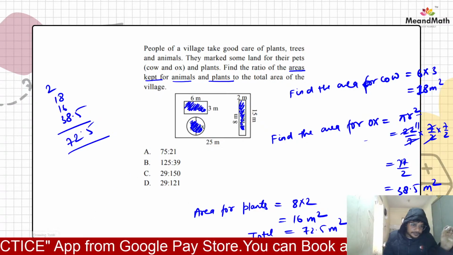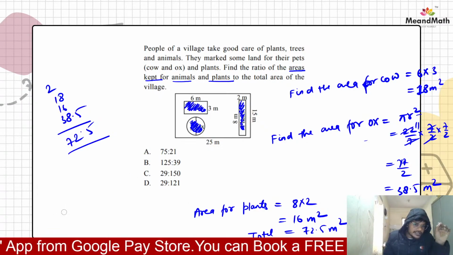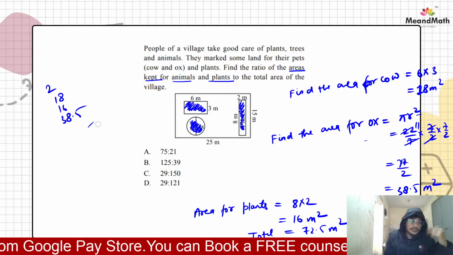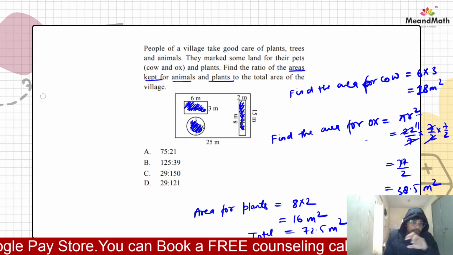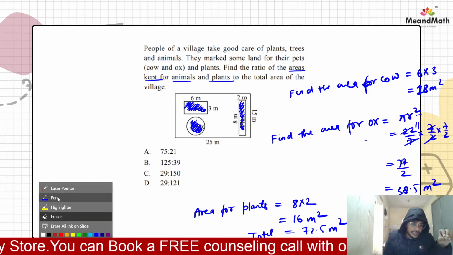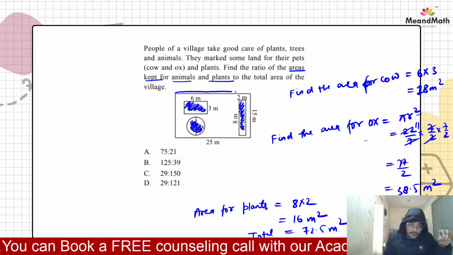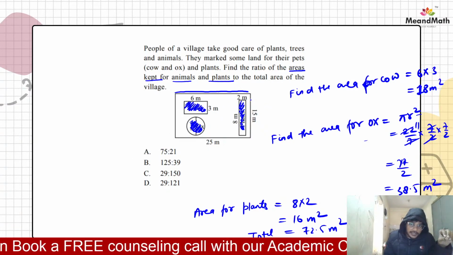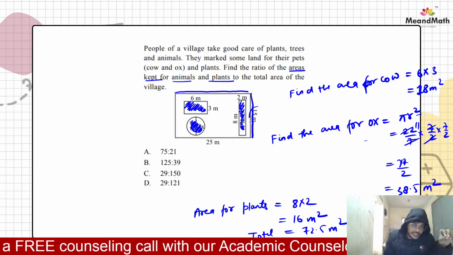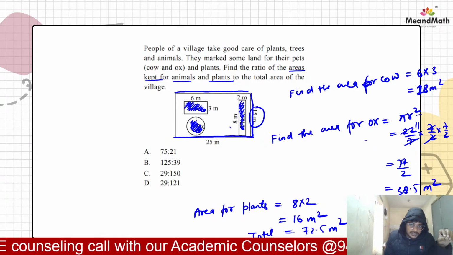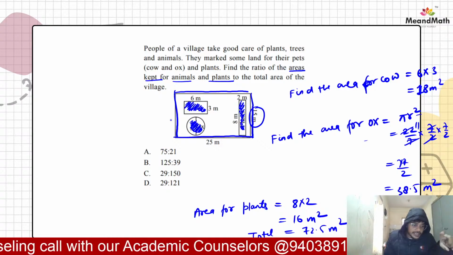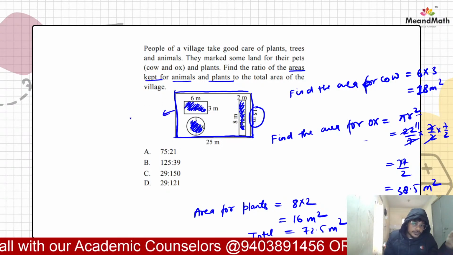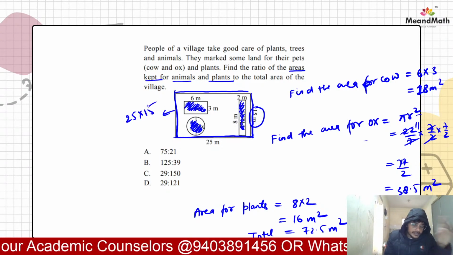Now see, you have to find this ratio with which area? The total area for the village, right? And if this was your village boundary, that is 25 meter, this is also your village boundary, that is 15 meter. So this is your village, right? So can you tell me the total area of the village? That would be 25 into 15, right?